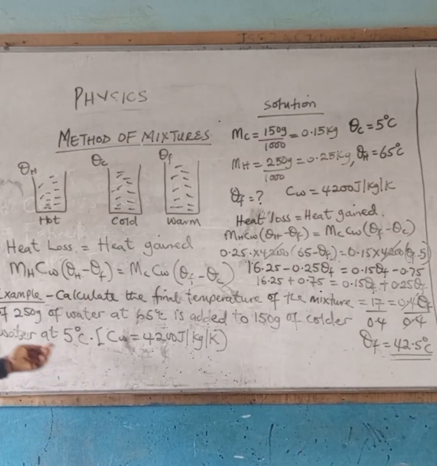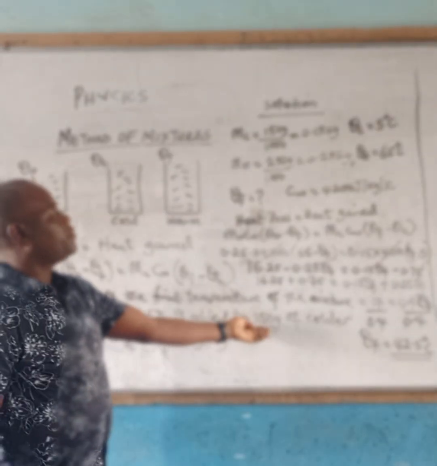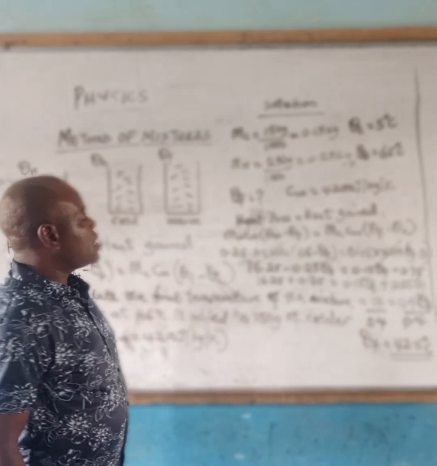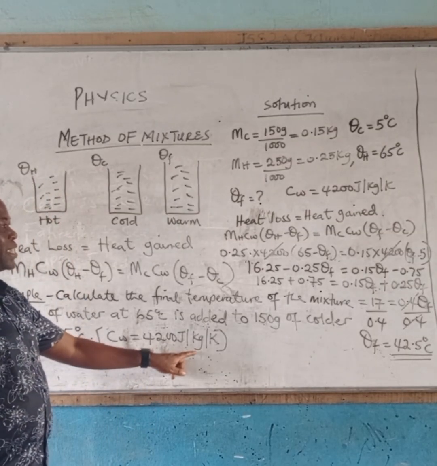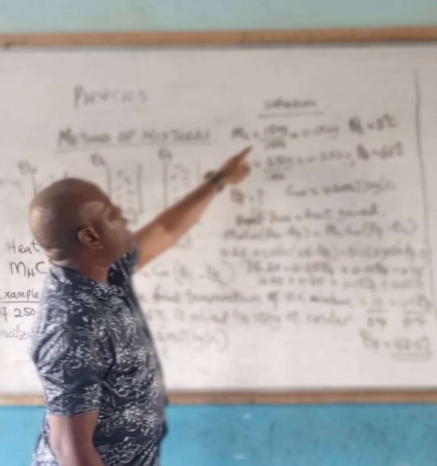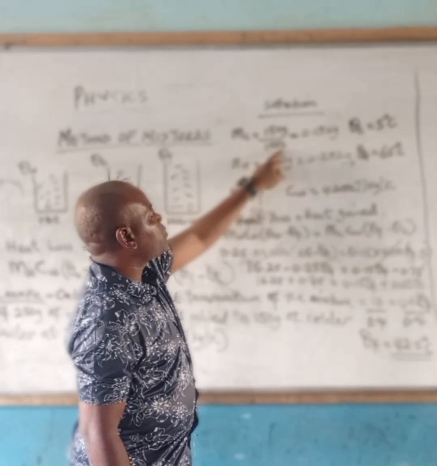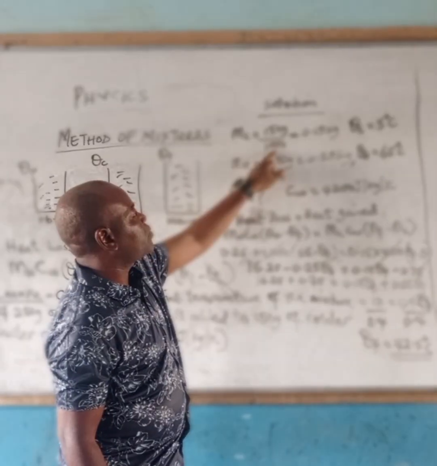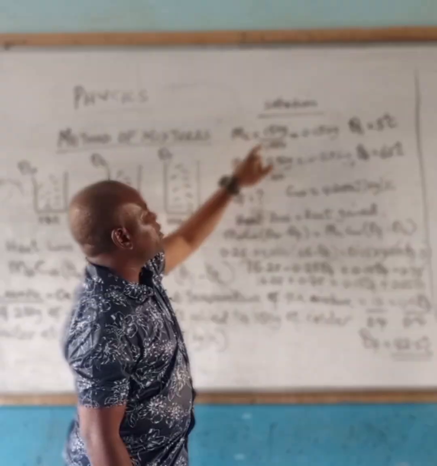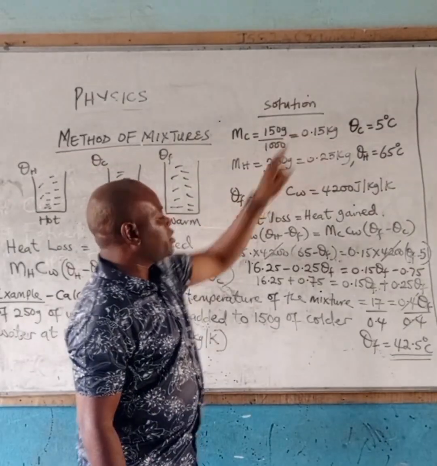The mass of cold water in the question there is 150 grams. Now, if you look at the specific heat capacity, it is in kg. Therefore, we will have to convert this gram to kilogram. And in doing that, we divide by 1000. By the time you divide this by this, you will have 0.15 kg.